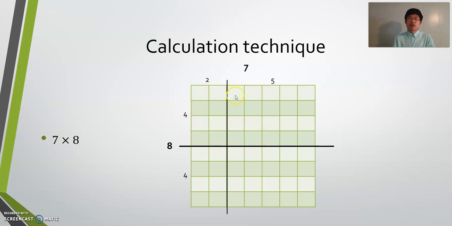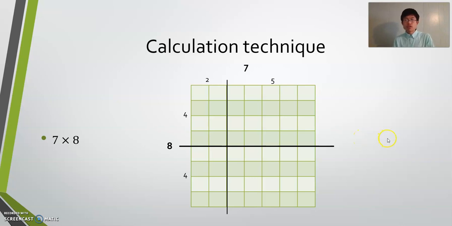Then all you gotta do is multiply the parts. 2 times 4, that's 8. 4 times 5, right here, is 20. 4 times 2 on the bottom, that's 8. 4 times 5 is 20. Then add these 4 parts up. 20, 28, 8, that's going to be 40 and 16. So that is 56.